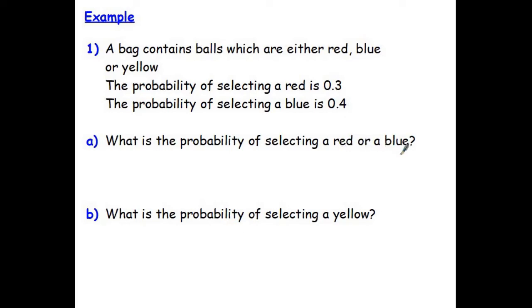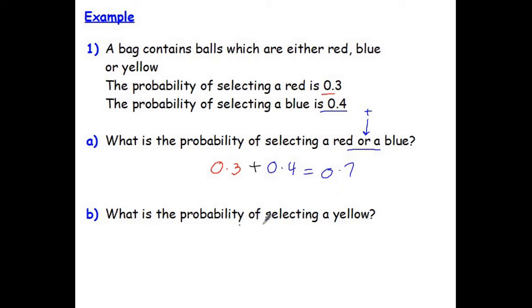So don't forget, this word or, when we're dealing with probability, means add. That's why we call it the OR rule. So the probability that it's red is 0.3. And the probability that it's blue is 0.4. So we do 0.3 plus 0.4, which gives us 0.7. So the probability of selecting a red or a blue is 0.7.